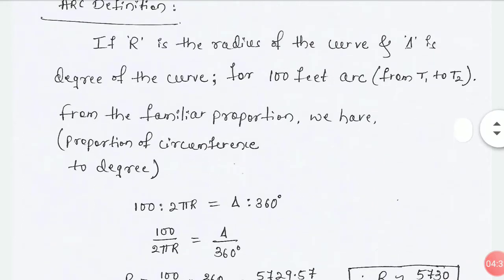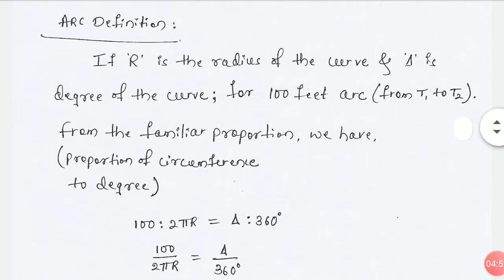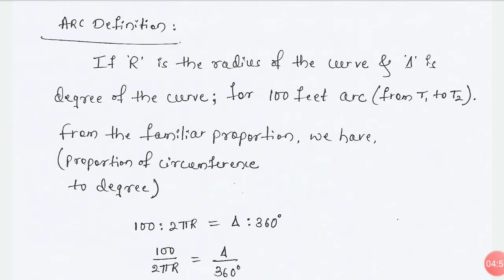So why have I considered 100 feet arc only? Whenever we will be establishing the curve, as I have told you, the complete curve I will not draw in a single stretch. I will be dividing it into a number of intervals, and at every interval I will be fixing it for 100 feet or for any convenient dimensions. So apart from 100 feet, I can fix the intervals in terms of meters.